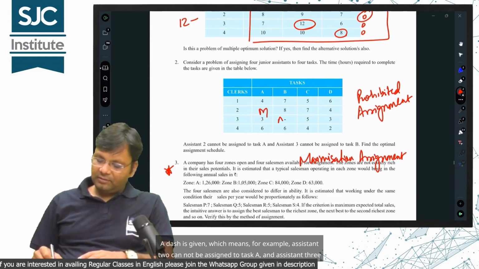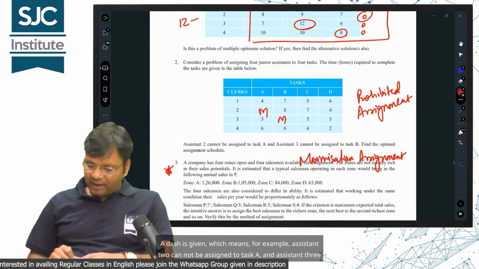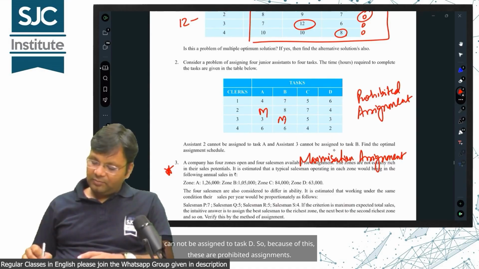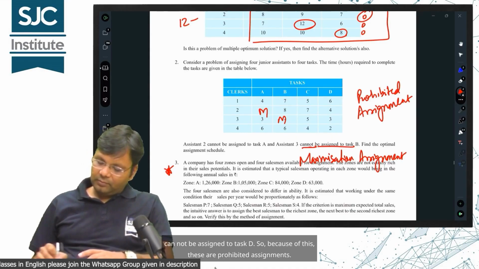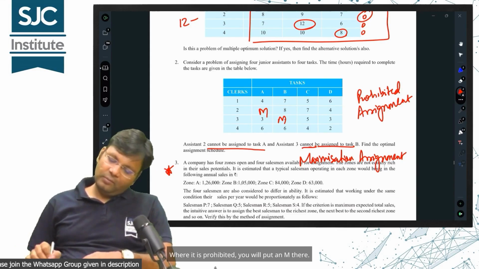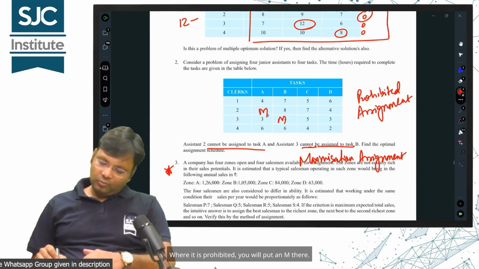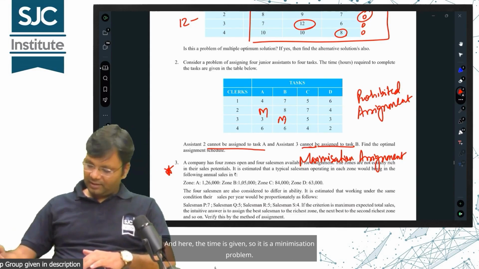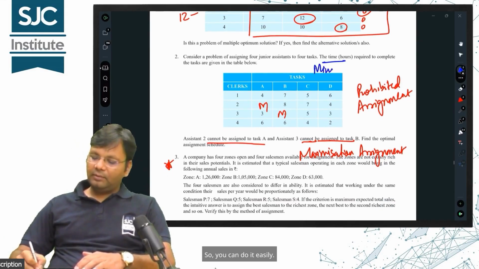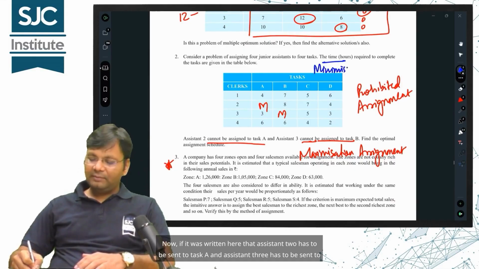A dash is given, which means, for example, assistant 2 cannot be assigned to task A and assistant 3 cannot be assigned to task D. So, because of this, these are prohibited assignments. Where it is prohibited, you will put an M there. And here, the time is given, so it is a minimization problem. So, you can do it easily.